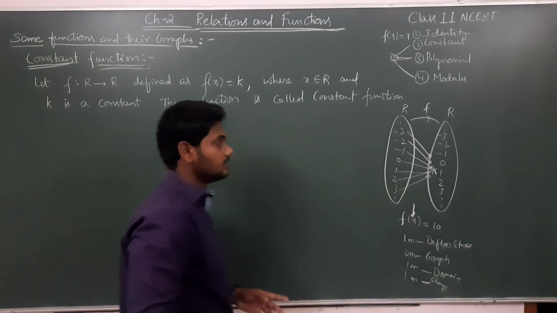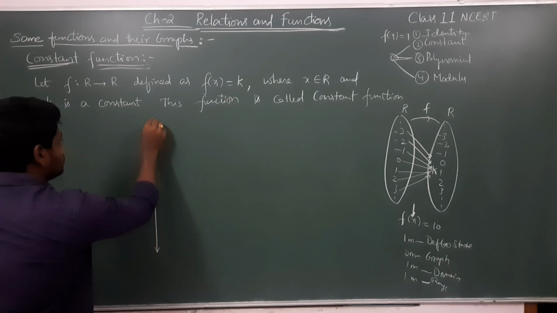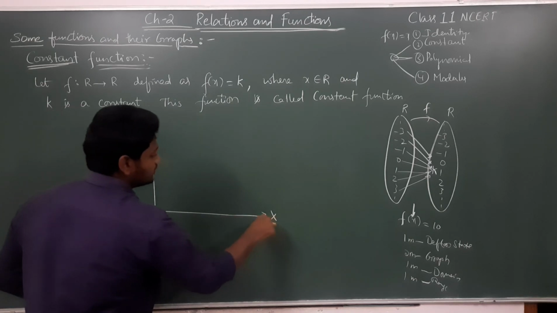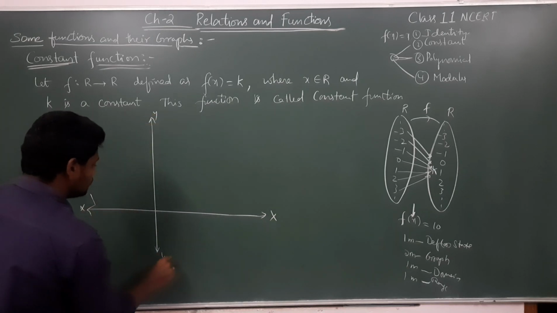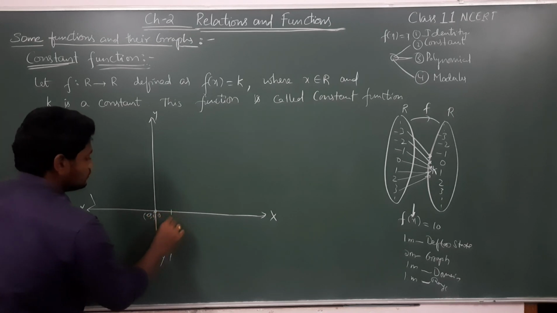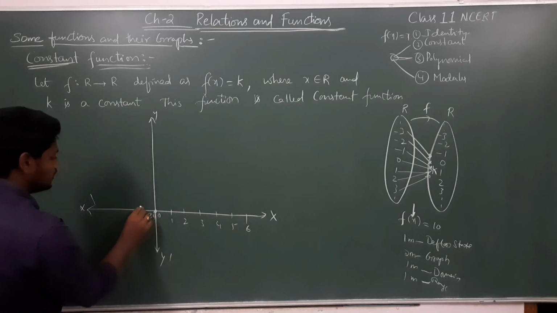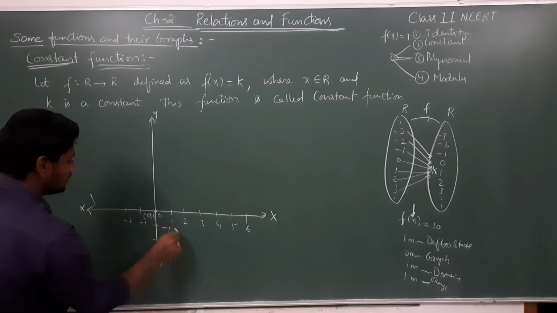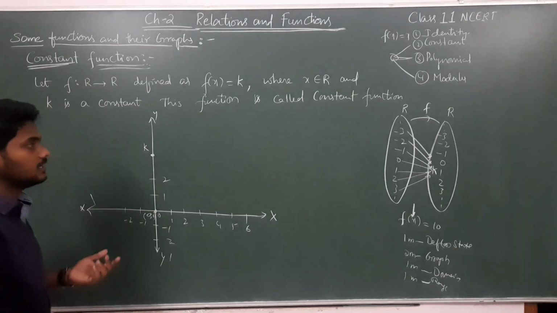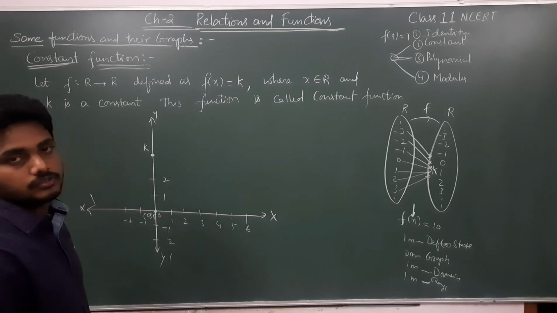Very easy question, right? Now we will draw the graph. Draw a Cartesian plane, having an x-axis and y-axis, x dash and y dash. Consider the origin point 0, 0. Mark 1, 2, 3, 4, 5, 6, and -1, -2. Take some constant k, which may be positive or negative. Here I will consider k as a positive number.